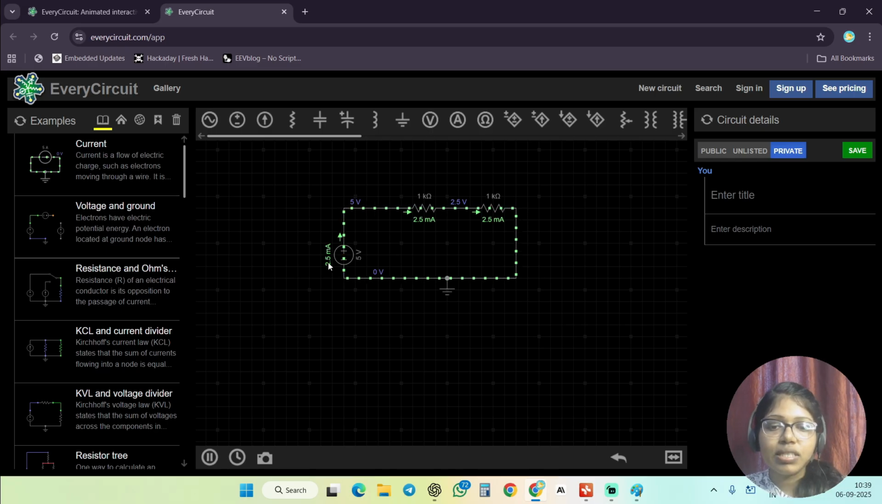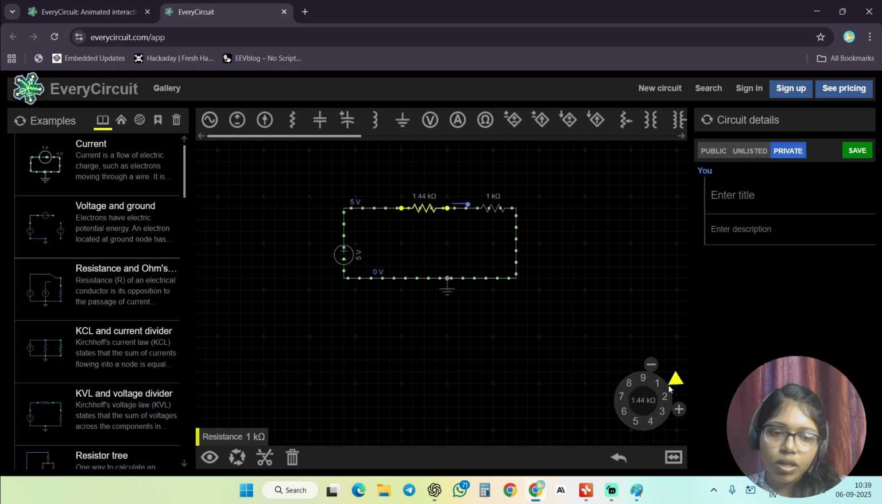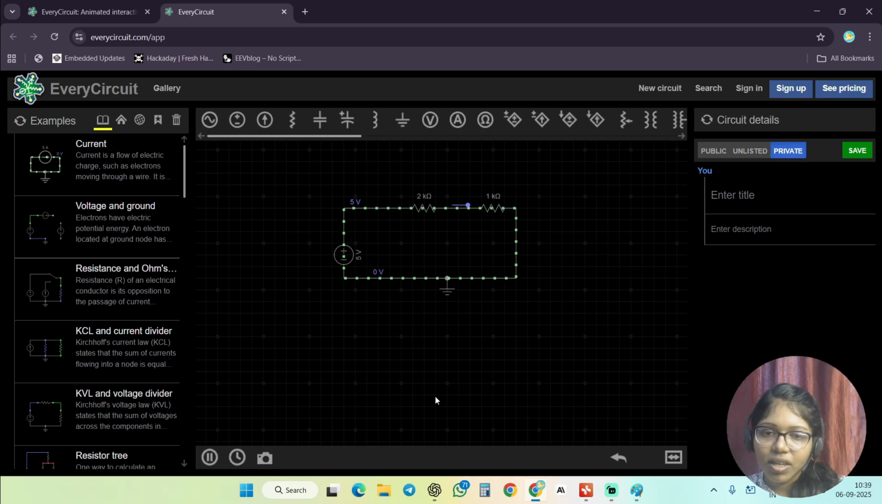If you check this current value, it still remains the same. It is 2.5 milliamp of current, the same 2.5 milliamp, even though I have applied the 1k ohm resistor. The amount of current remains the same in the series connection. For example, here I am going to change the resistance value up to 2k. For example, 2k. Okay, what is happening here? You just see that.